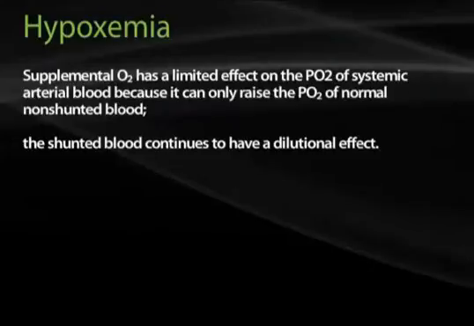Here's where shunt is different. The supplemental oxygen has a limited effect on increasing the PO2 of systemic arterial blood because it can only raise the PO2 of the normal non-shunted blood. The shunted blood continues to have its dilutional effect.